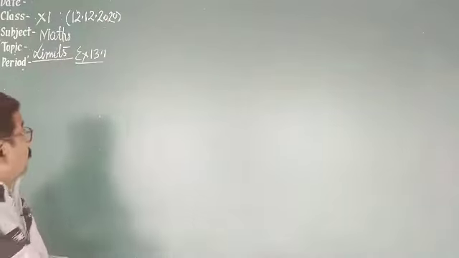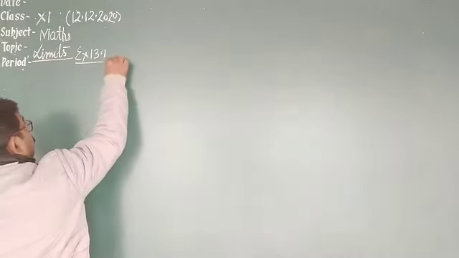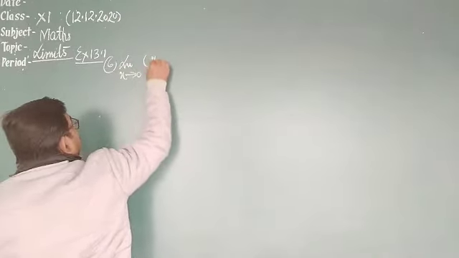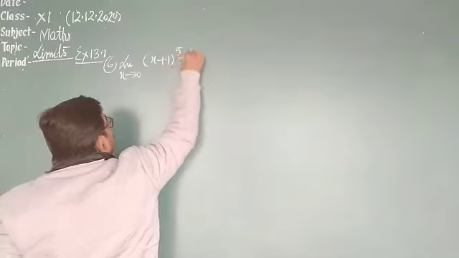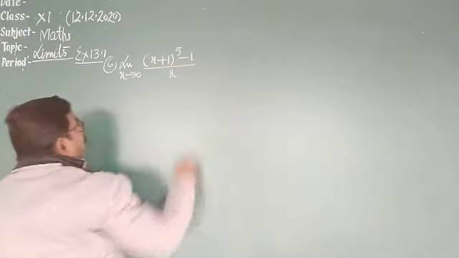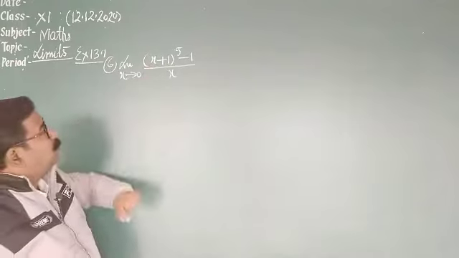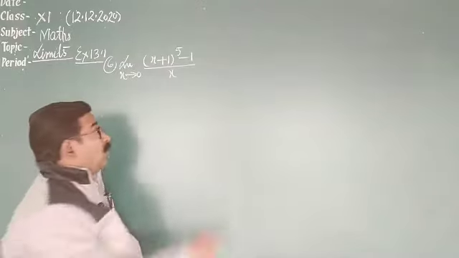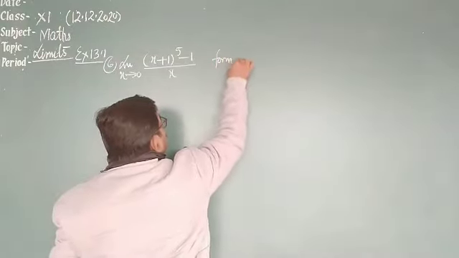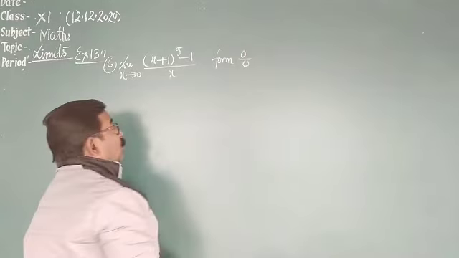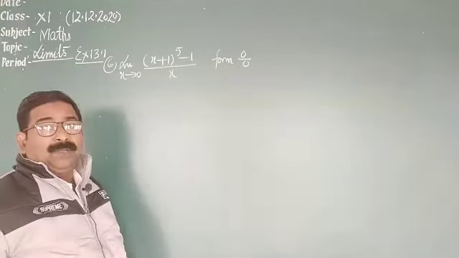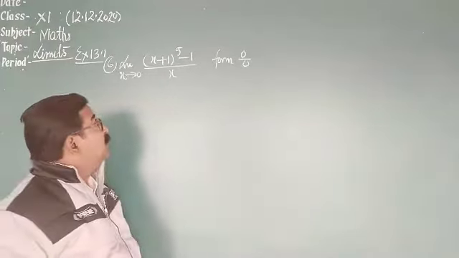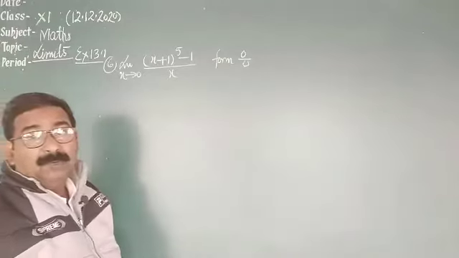See, question number 6. Limit x tends to 0, ((x plus 1) to the power 5 minus 1) upon x. See, if you put x is equal to 0, this becomes 1 minus 1, 0 upon 0. This is the form 0 upon 0. I have told you, I think you remember, whenever we have the form 0 upon 0, in that case we simplify the function, then we apply the limit.